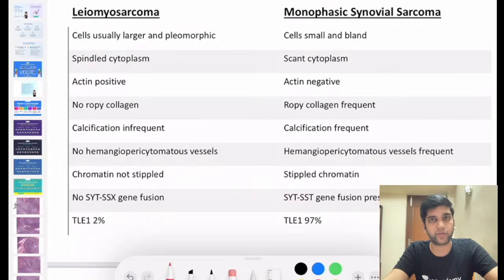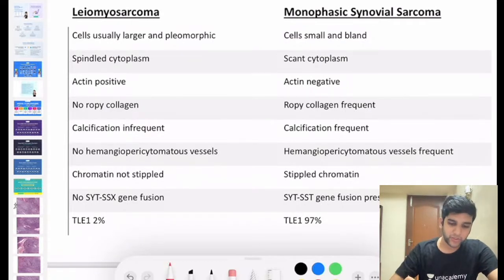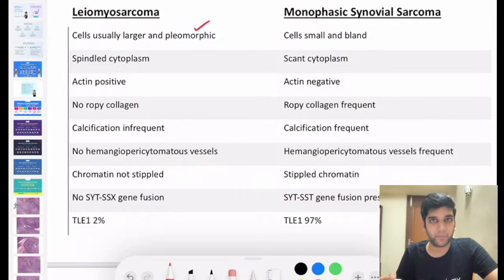The second differential diagnosis, again based on the location, could be a leiomyosarcoma, because leiomyosarcoma can literally happen in any part of the body. It's from smooth muscle. Every part of my body has vasculature, and every vasculature can give rise to a leiomyosarcoma. Fine. So leiomyosarcoma will be very, very pleomorphic. We saw at least 4-5 images. There's not much pleomorphism. That itself argues against a leiomyosarcoma.